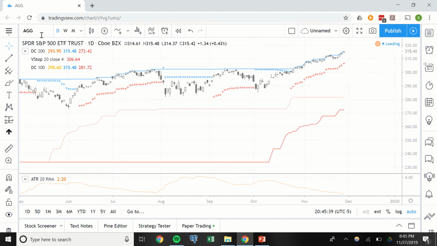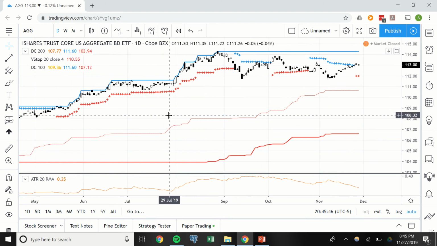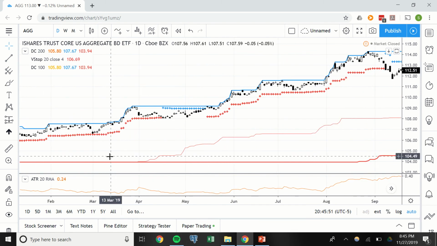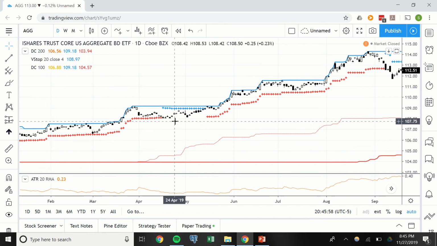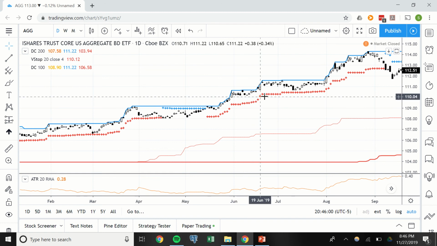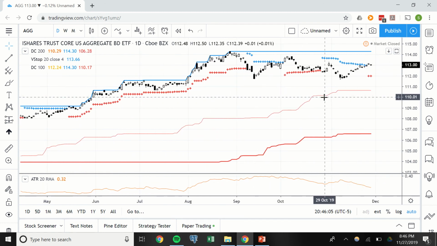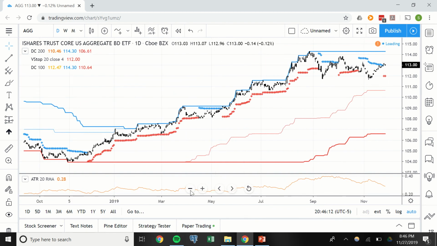So let's say you were trading AG, the aggregate bond position, that would be the same. So you can see back here, you would have gotten long. You would have been long this entire time. And you would still be long at this point based on a 200-day breakout.